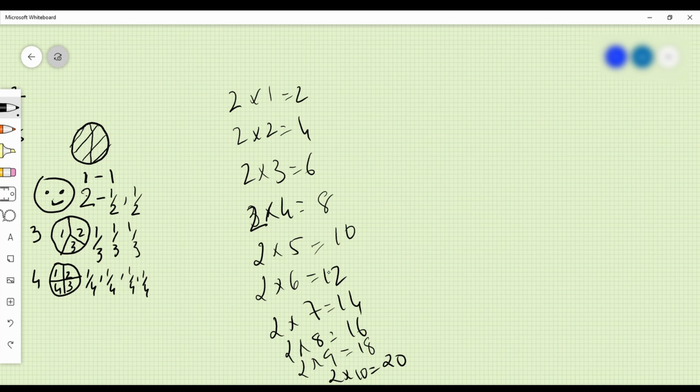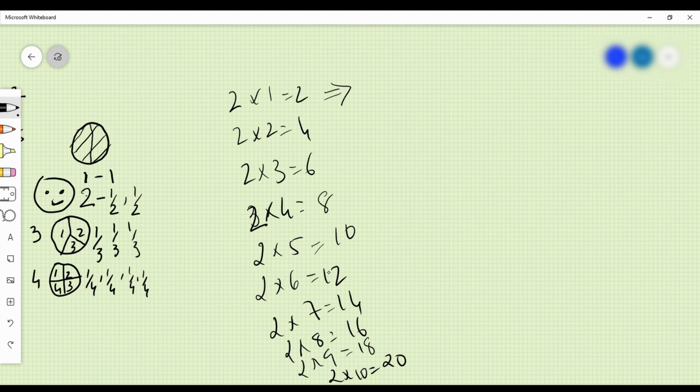So let's say I've got two of something, like 2 chocolates, and if I multiply it by 1, I get 2. But if I add 2 more chocolates, then I get 4 chocolates. If I add another 2 chocolates, then I get 6 chocolates. So what these tables do, they are shown as a multiplication, but they help us a lot in division.